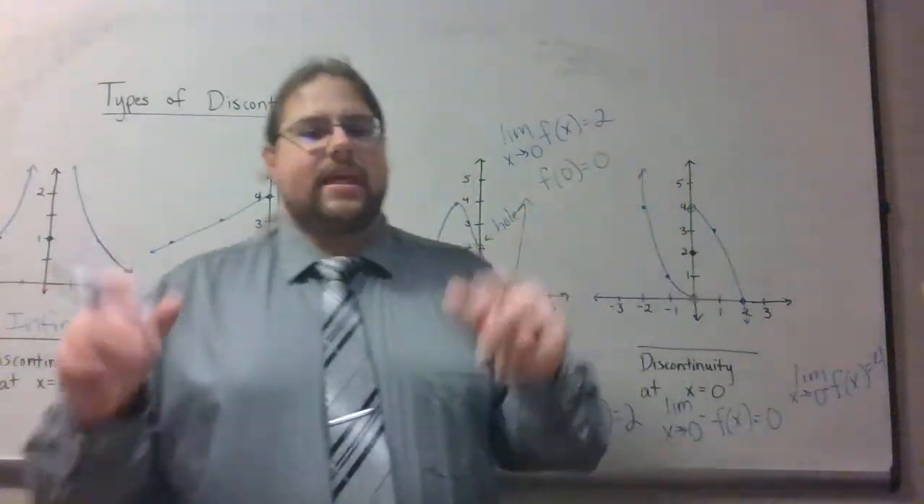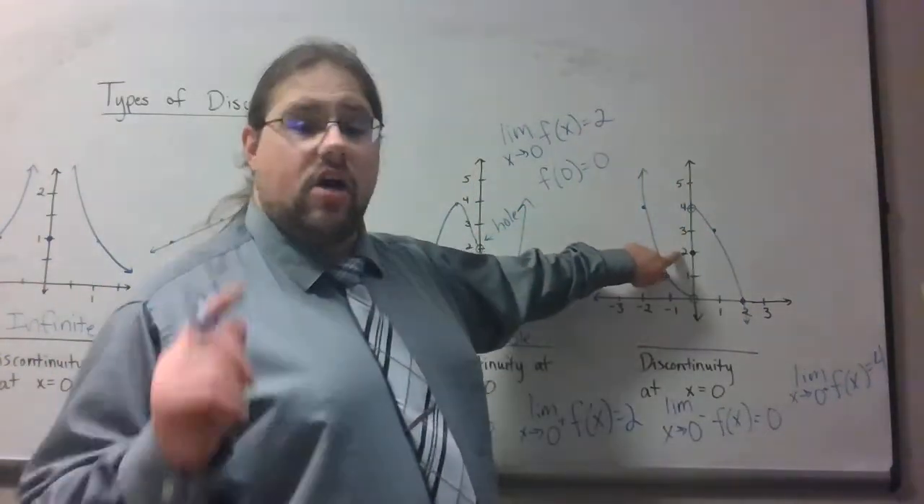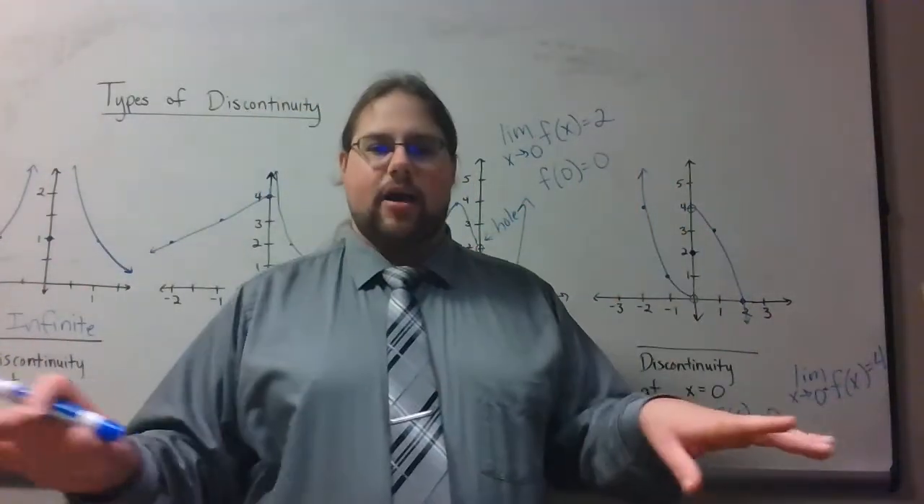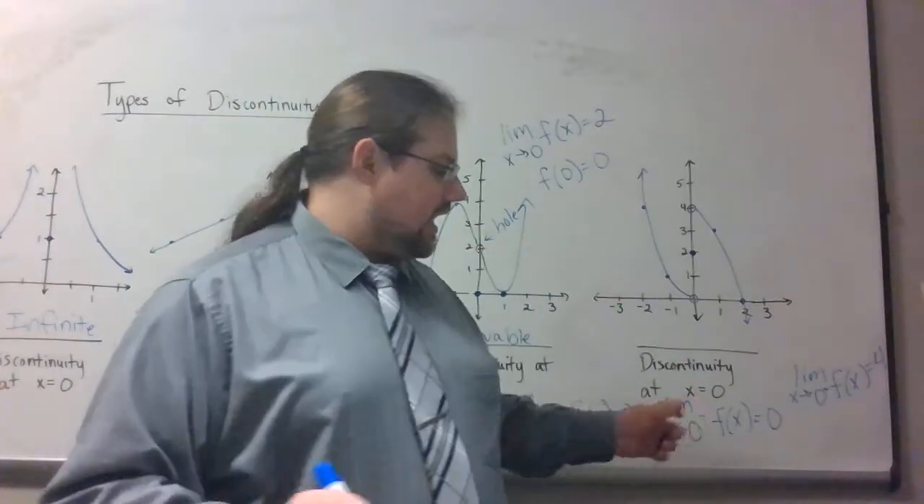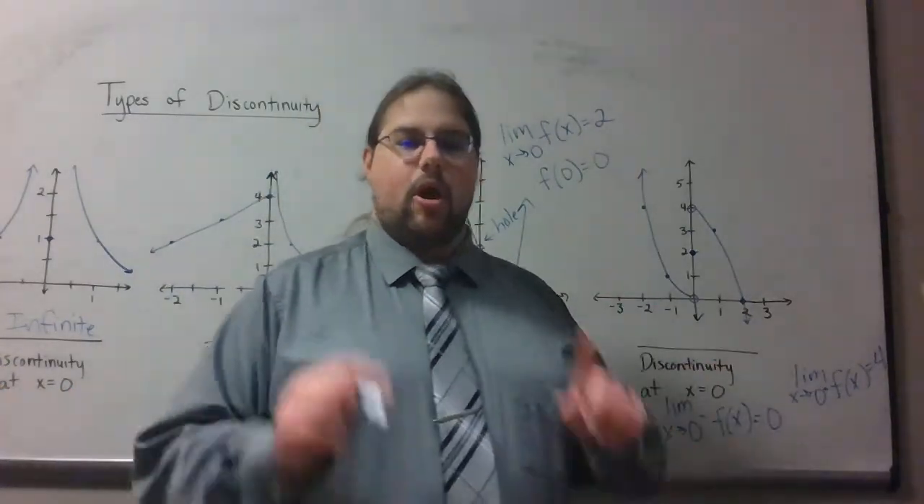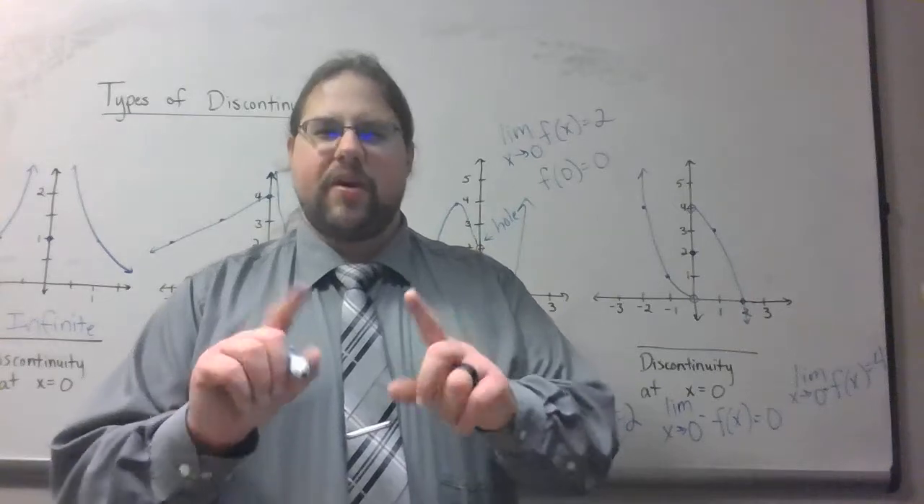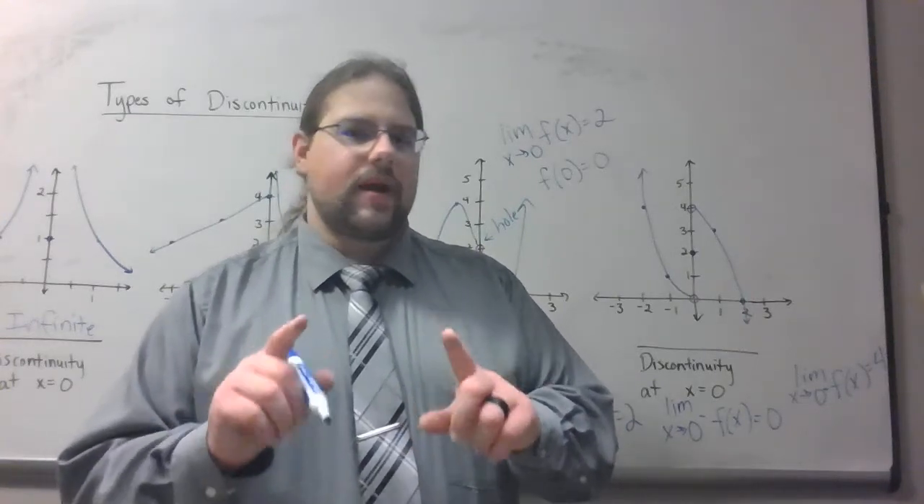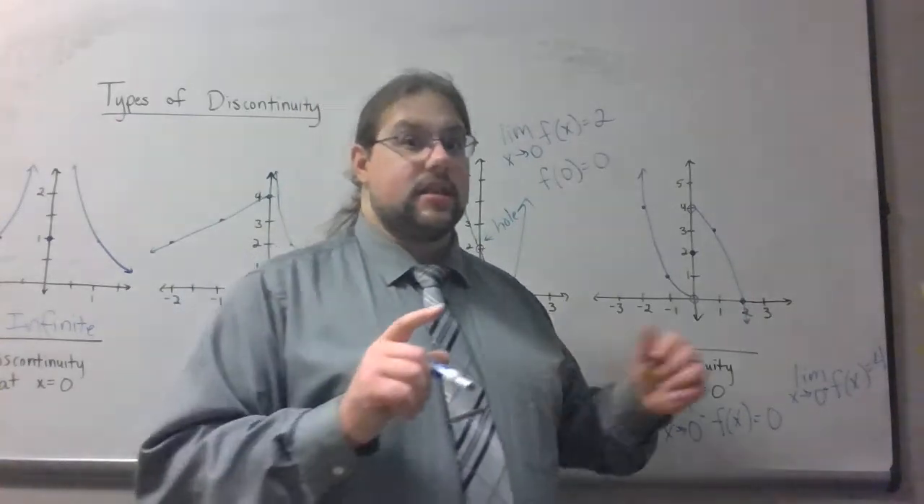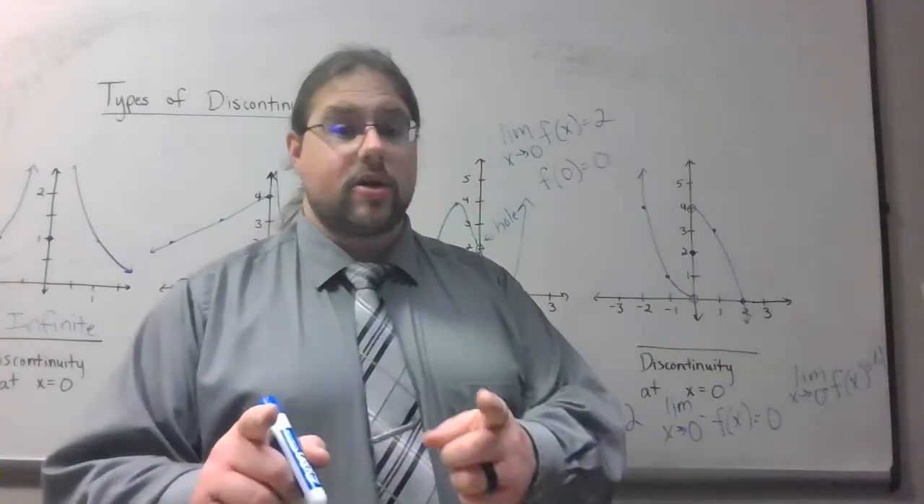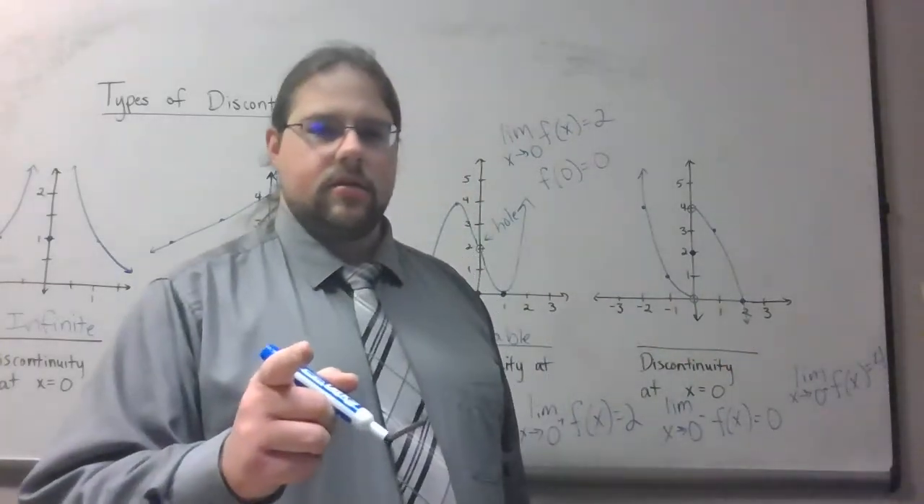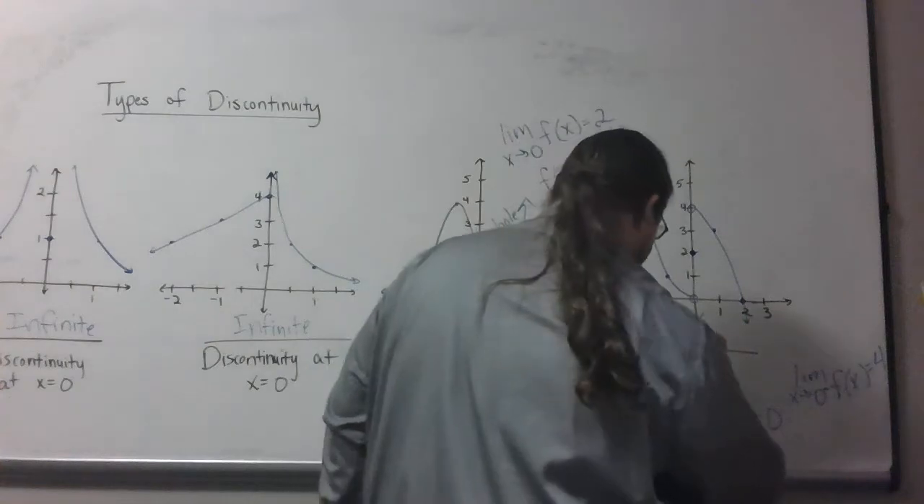Here's the other thing. People always get confused. Mr. Harold, but there's a closed dot at 2. Doesn't matter. What matters is the left side limit and the right side limit are both numbers, but they're different numbers. What kind of discontinuity has limits on both sides that are numbers, but are different? Hopefully you figured it out. It is a jump discontinuity.